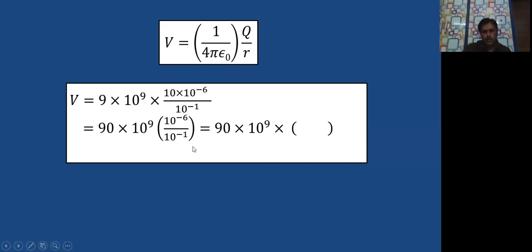This type of simplification you know, easy. 90 into 10 power 9, into 10 power minus 5. When bases are same, powers add. 9 plus minus 5 is 4. That means final answer V is equal to 90 into 10 to power of 4 volts. Okay. I used the symbol for volts. I hope the answer is clear.